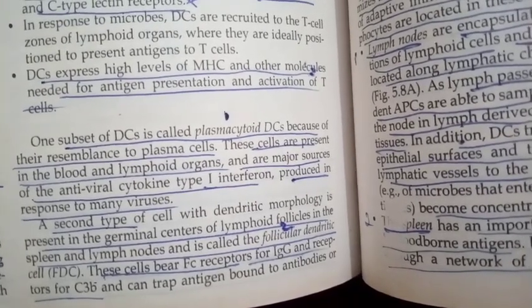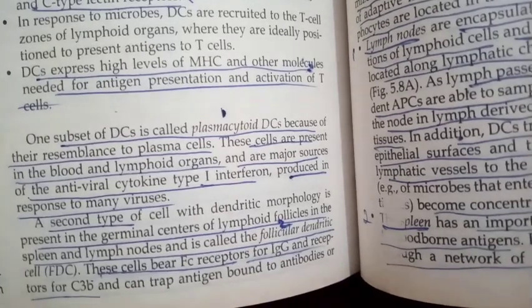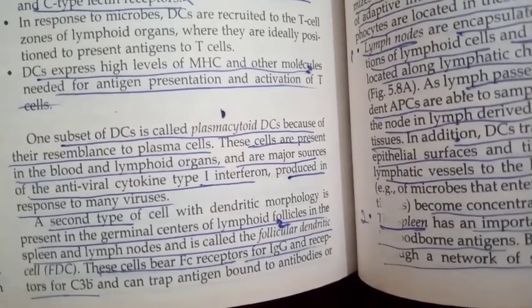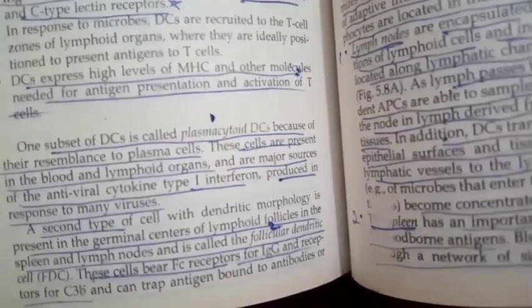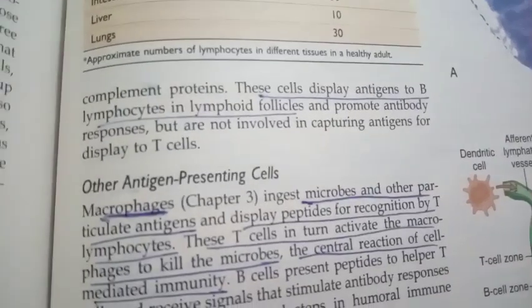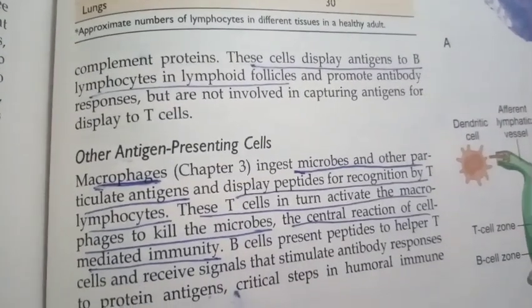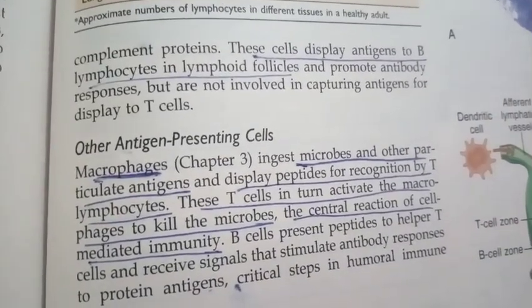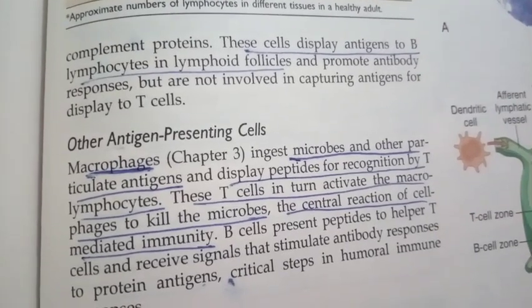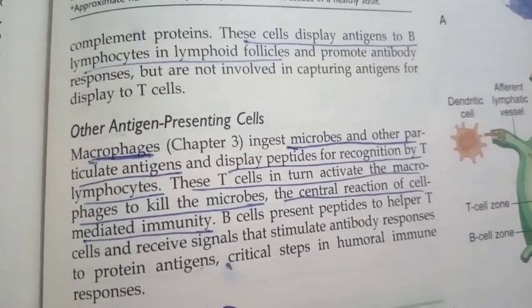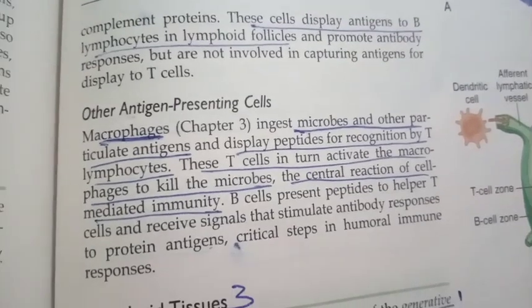These cells bear Fc receptors for IgG and receptors for C3b, and can trap antigen bound to antibodies or complement proteins. These cells display antigen to B lymphocytes in lymphoid follicles, which promotes the antibody response, but are not involved in capturing the antigen for display to T cells.